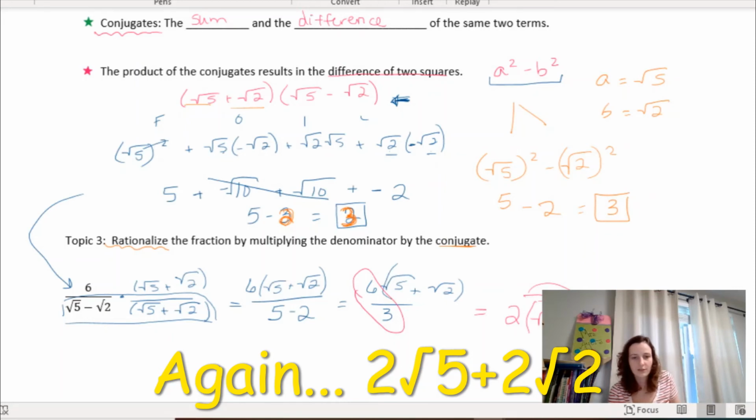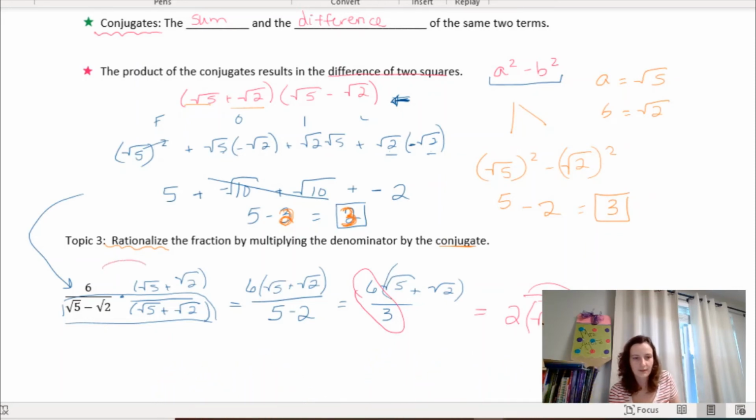Okay. Now, had you distributed from the beginning, you'd have 6 square roots of 5, 6 square roots of 2, then you would have just individually divided by 3 to still wind up with the same answer, 2 square roots of 5 and 2 square roots of 2. So it's your preference. I like to keep mine out front. I think it's easier just to do one division instead of 2 separate divisions.